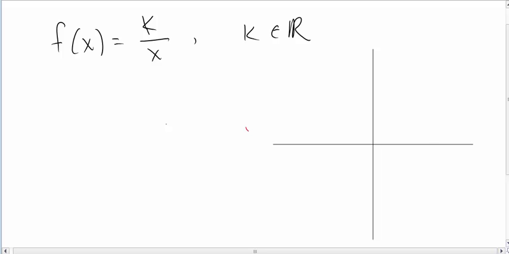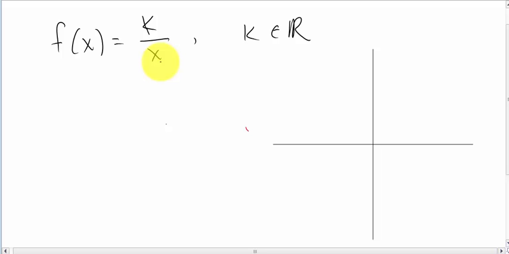Today we are going to look at the reciprocal function, f of x equals k over x. Well, why is it called the reciprocal function? Remember, reciprocal means 1 over something. So this is the reciprocal of k times x. Well, it's the reciprocal of that part anyways. So a reciprocal function is a number, a constant, a real number divided by x.